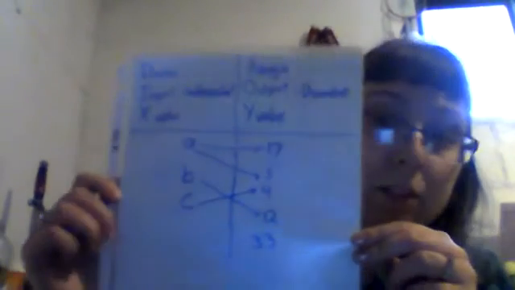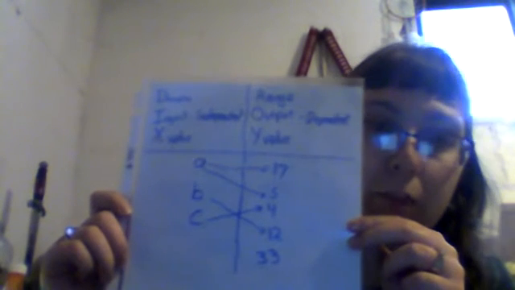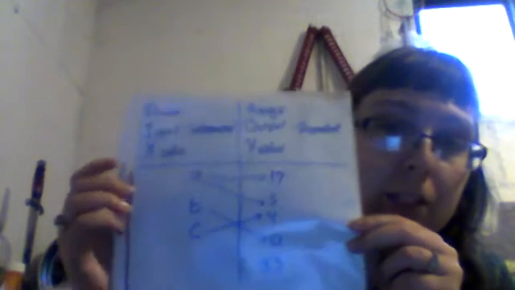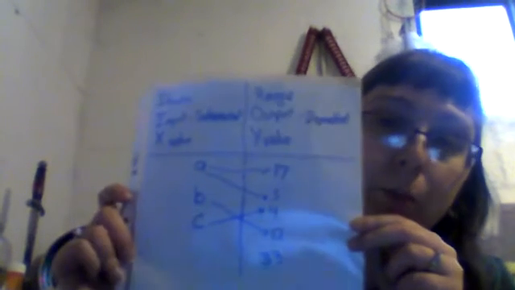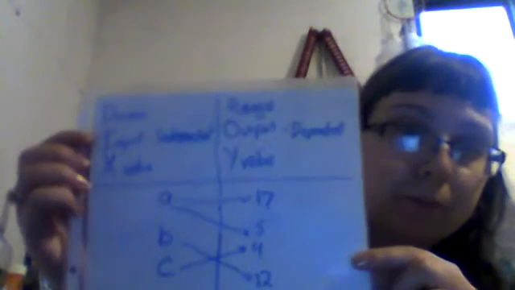It could look something like this. You see in this example that A goes to 17 and 5, D goes to 12, and C is paired with 4. A goes to 2 different outputs, but each input is still used at least once, which is what is required for it to be a relation.